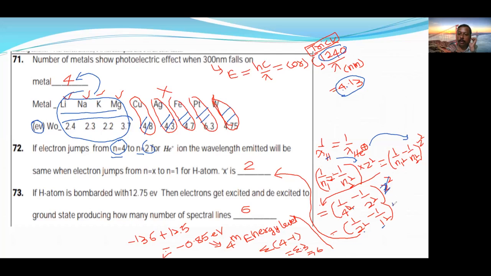Now here z is not there, so that means 1 square. So by comparison, n1 is equal to 2, n2 is equal to 1. So here it will be 2 to 1. Therefore the answer will be 2.